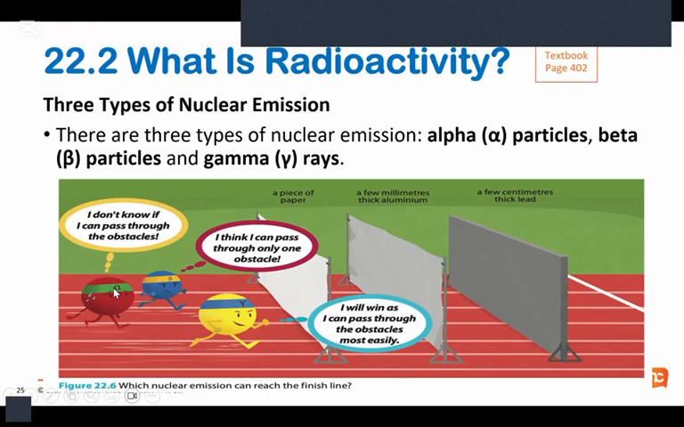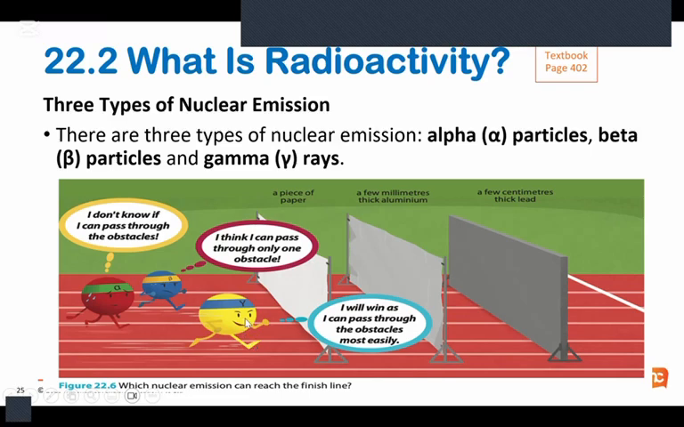Okay, so the symbol is like this. A little bit like A, but it's not A. Then you have beta particles, the blue particles, the symbol is like this. And then you have a gamma ray, the symbol is like this. So you can see that over here, these three particles are having a race, and then there's some obstacles. The obstacles are there to test the penetrating power of each particle.